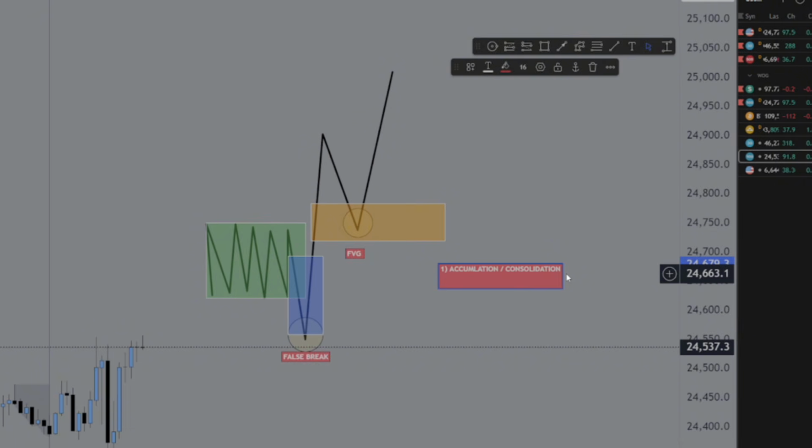But the second phase after accumulation, aka consolidation, is going to be the manipulation.